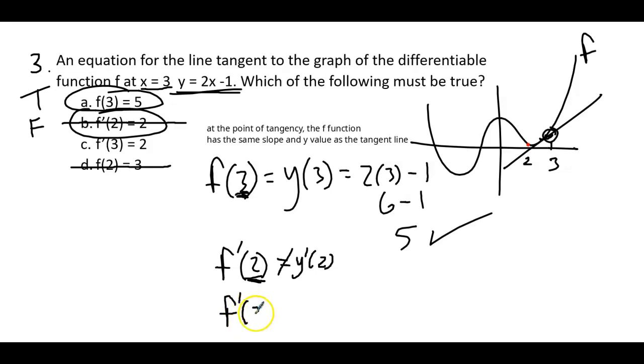Well, now we're back to 3 again, right? And for 3, that is the point of tangency. And that means it's going to have the same derivative value as y. Derivative is the same thing as slope. So the slope of f is the same thing as the slope of y at that point. The slope of y is simply 2. If you just take the derivative of this, you're left with a 2 and the 1 goes away. And so this is also true. So for this problem, A and C are true, B and D are not.